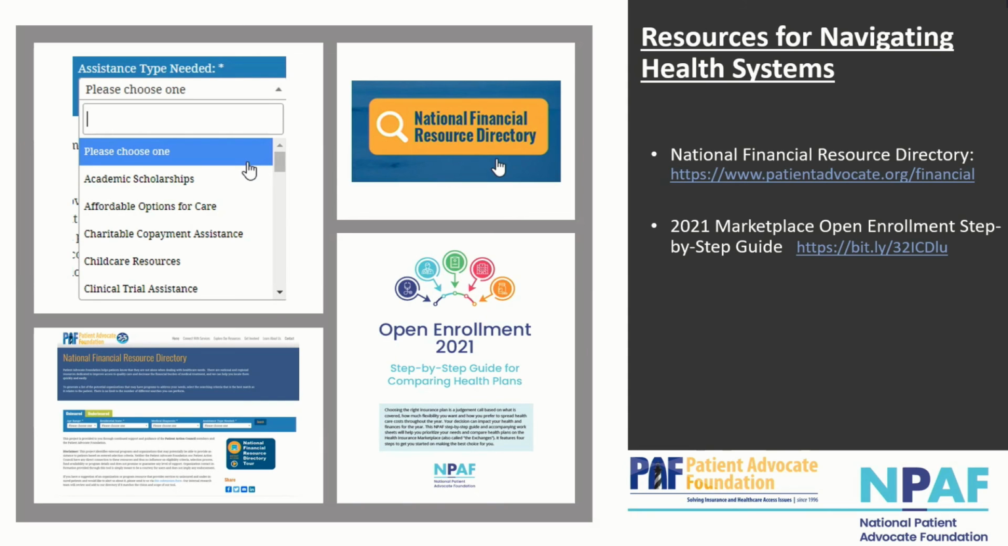Users can generate a list of programs by selecting search criteria to create the best matches for their unique needs. The search criteria includes simply choosing an age bracket, a residential state, a medical diagnosis, and the assistance type that you're looking for. There are over 33 assistance categories, with some specific to navigating health systems. They include affordable options for care, government services and programs, and legal or advocate services.